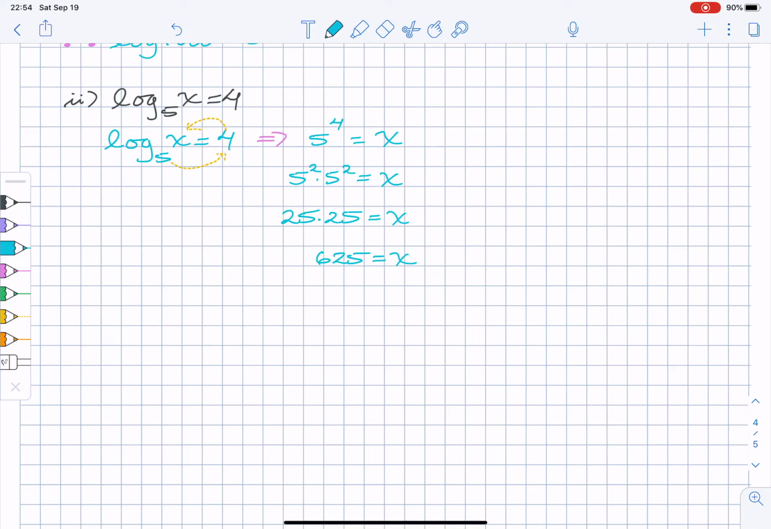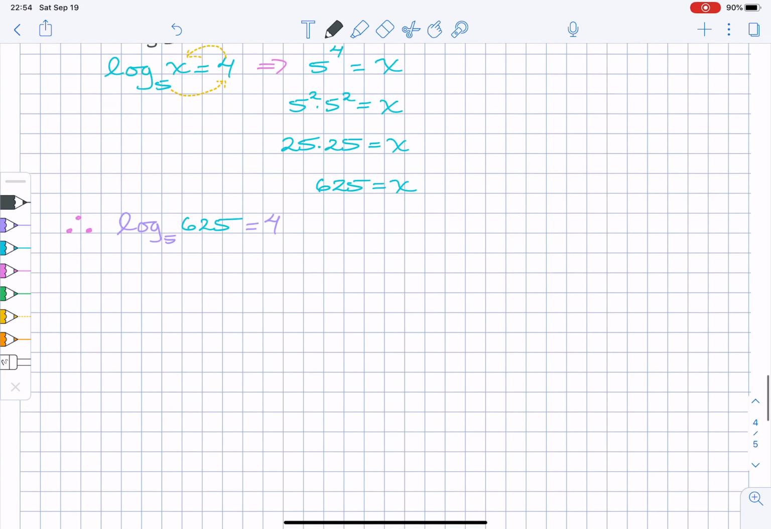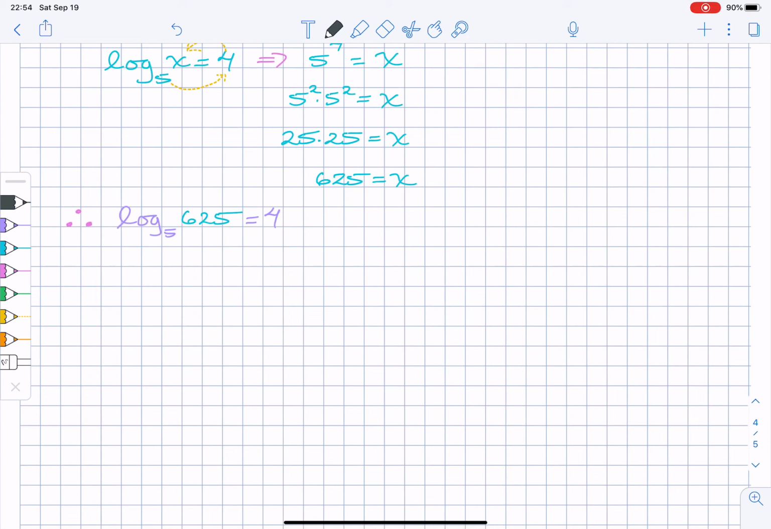Okay, so here we are, 625. So I guess we could be thorough, therefore log base 5 of 625 is equal to 4. That is, the power to which I raise 5 has to be the 4th power in order to get 625.